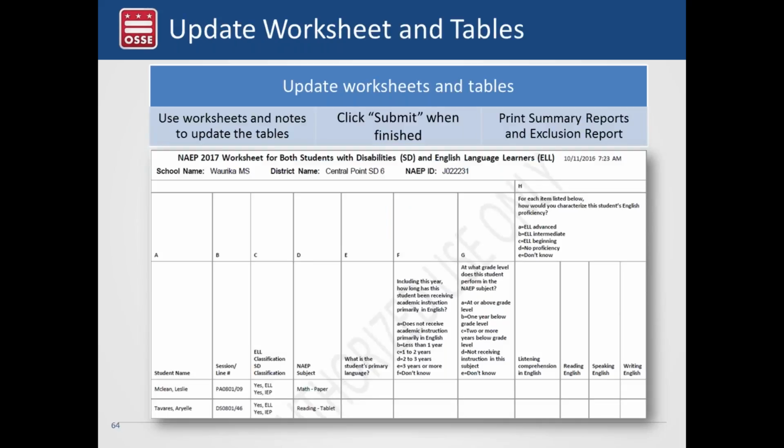This is an example of the worksheet that needs to be completed. You're going to simply put in letters for all of these columns to answer the question. With the exception of column E, what is the student's primary language, but all other columns, you just simply put in a letter to answer the questions. For example, in column F, including this year, how long has this student been receiving academic instruction primarily in English? And then you will just indicate A, does not receive academic instruction, or any of the other options that are available.